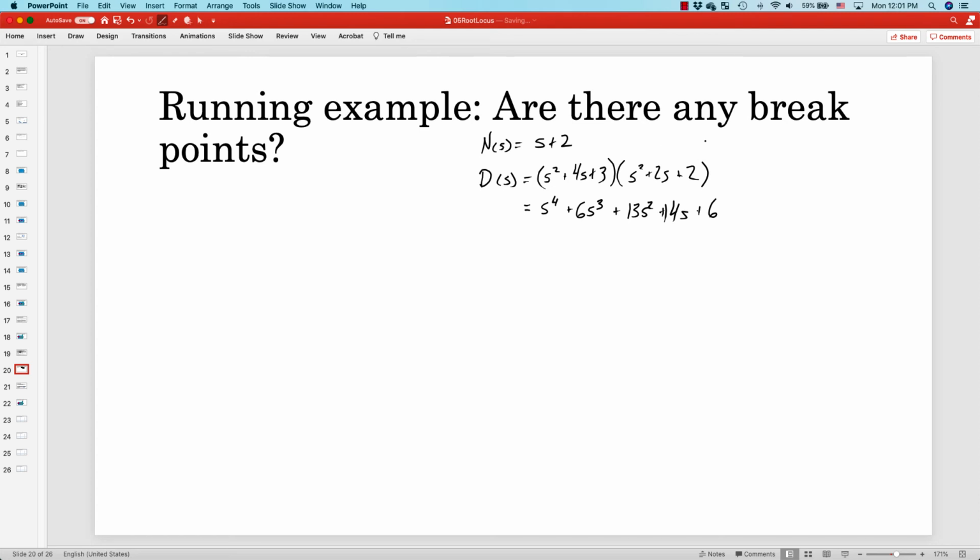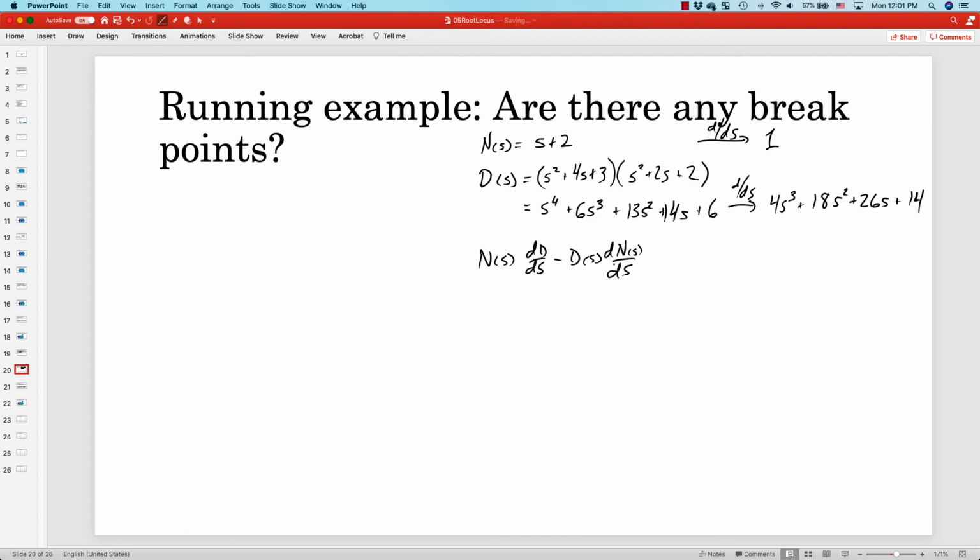Okay, so then we can differentiate. So take d/ds of the numerator and we get 1, and then take d/ds of capital D of s, and you get 4s to the 3 plus 18s squared, double the 13 to 26, and drop the s, plus 14. And so again, the test that we're trying to run is the numerator times the derivative of the denominator minus the denominator times the derivative of the numerator.